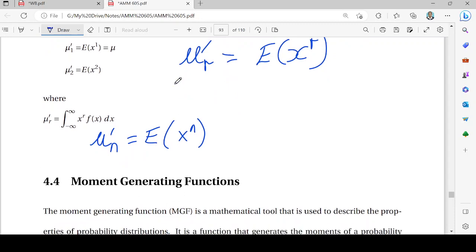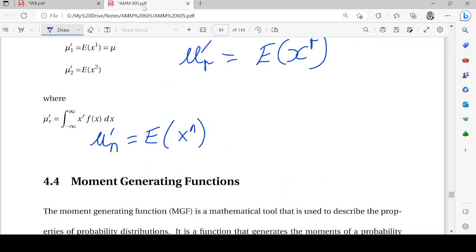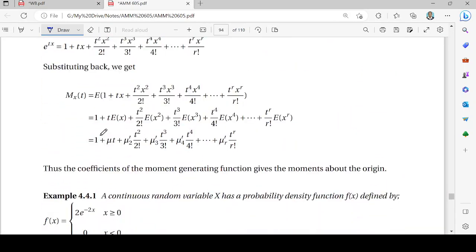So now, looking at what we have here, you can see that the first term is obviously the 0th moment about the origin. In the second term, we have t times the first moment about the origin. Then t squared over factorial 2 times the second moment about the origin, and so on. So this is how we can write our series, which is the moment generating function. The first term, which is 1, is equal to the 0th moment about the origin. The second is the first moment about the origin, which is equal to the mean of the distribution. Then we have the second moment about the origin times t squared over factorial 2, and so on.